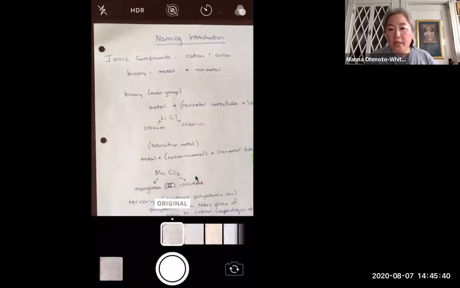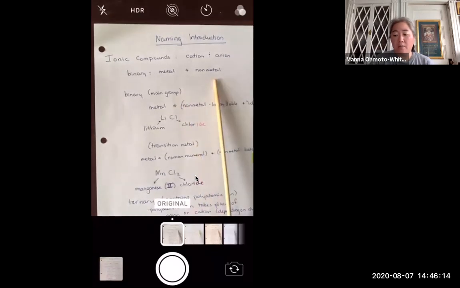So we will continue our naming introduction with just looking at ionic compounds. Ionic compounds are named because they combine a cation with an anion. Remember, a cation is a positively charged ion, and an anion is something that is negatively charged. And ionic compounds always combine in a way so that the ratio of cations to anions results in an electronically neutral compound. So for binary compounds, again, two-element compounds, it's always a metal and a nonmetal.